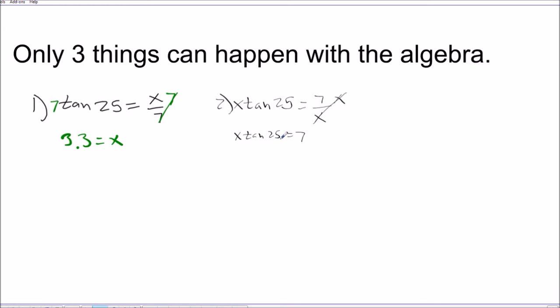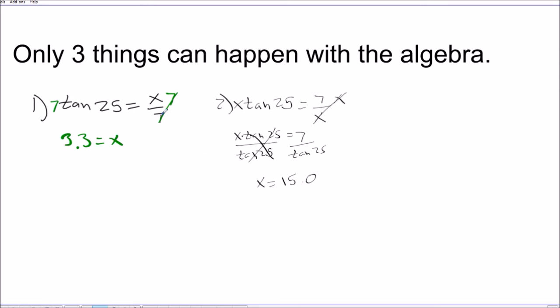Tan 25 is in the way, and they're multiplied, so I'm going to cancel that out with division. So divide by tan 25, divide by tan 25. And now, since that canceled out, I have an expression on the right that can be typed in the calculator. So I'm going to type in 7 divided by tan 25. And I get 15.0 when I do that. So x equals 15.0. Okay?